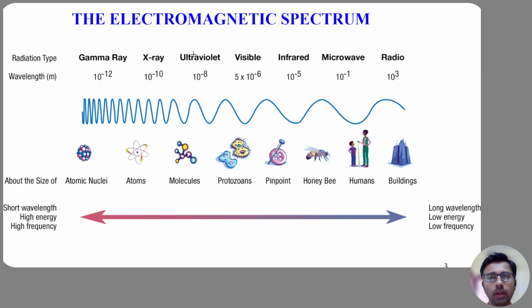At the lower energy end of the spectrum, we find infrared radiation, microwaves, and radio waves. These have progressively longer wavelengths and therefore lower energies. Always remember the fundamental relationship. Short wavelength means high frequency and high energy. Long wavelength means low frequency and low energy. This relationship will guide our understanding throughout spectroscopy.